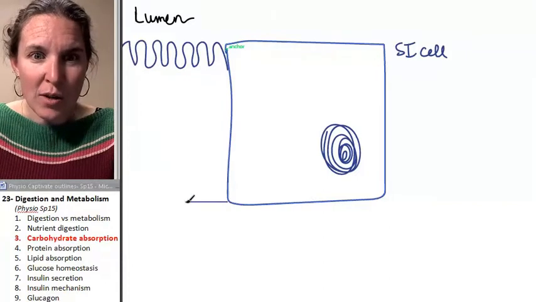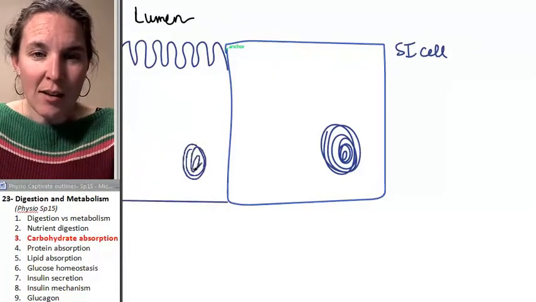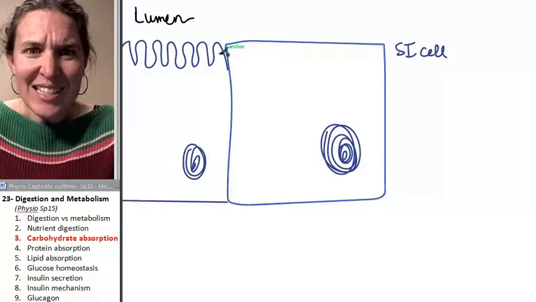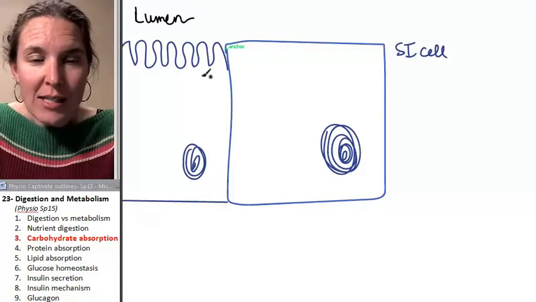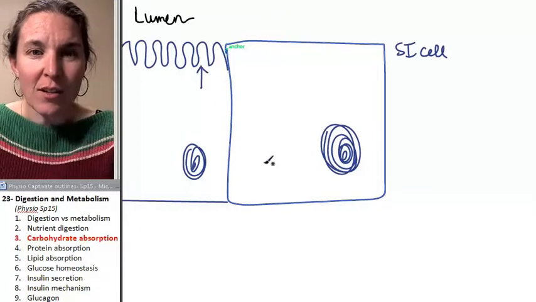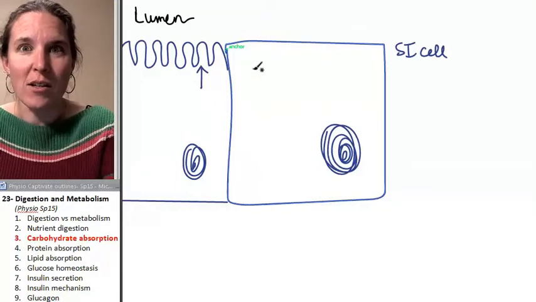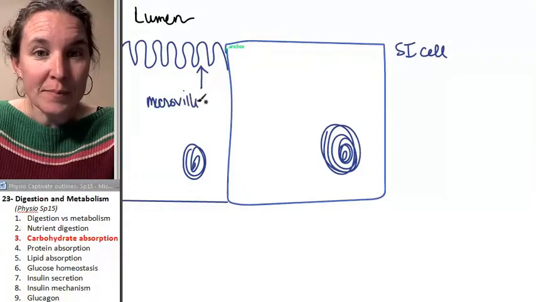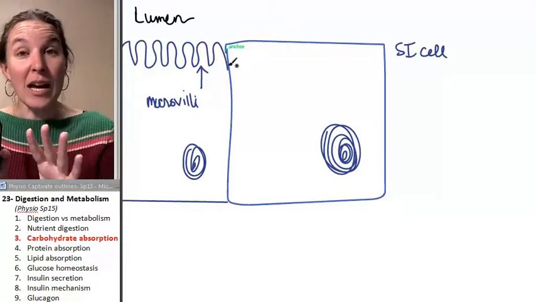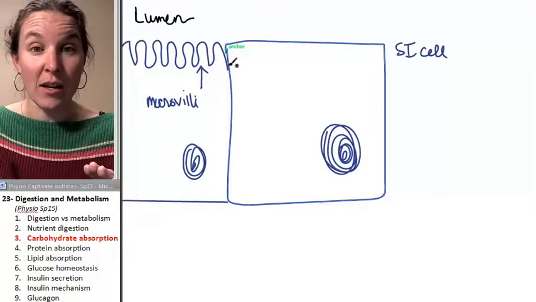But do you agree that my actual cell in the small intestine is going to have this crazy high surface area? What are these things? What are those little surface area twangers? Those are microvilli. And the microvilli do nothing more than increase surface area.